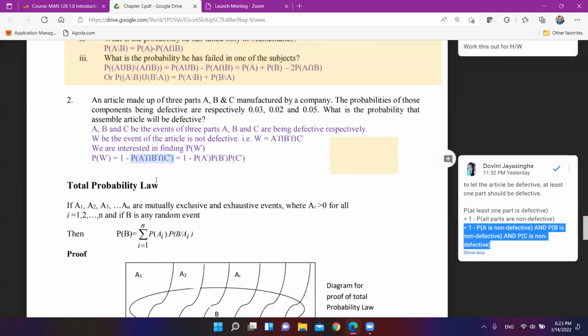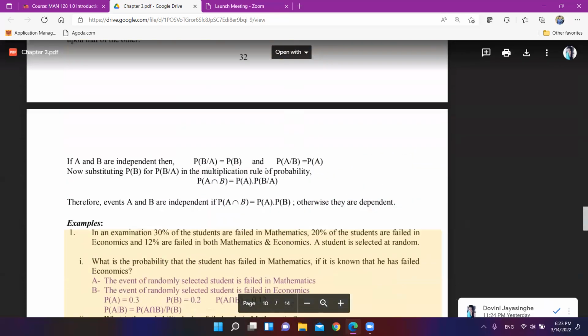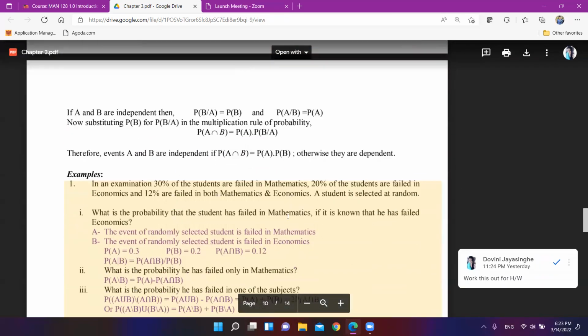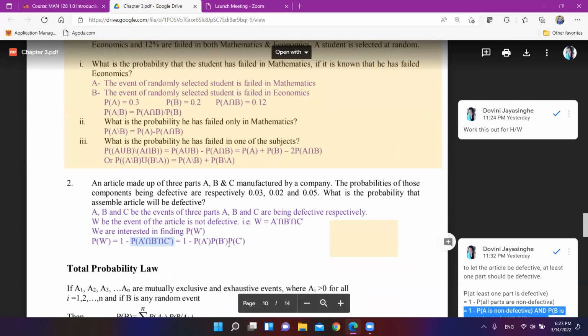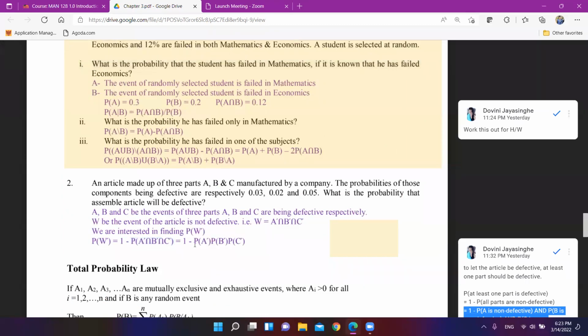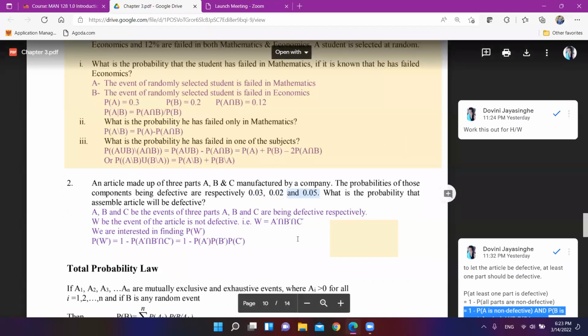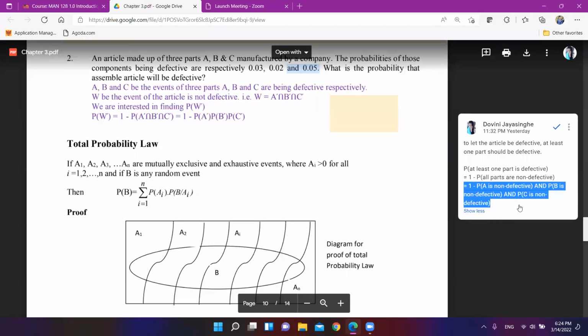So how do you compute this quantity? By using independence of events: probability A dash times probability B dash times probability C dash. probabilities දීලා තියෙනවානේ answer එක ගන්න. Right? Okay. Total probability law.